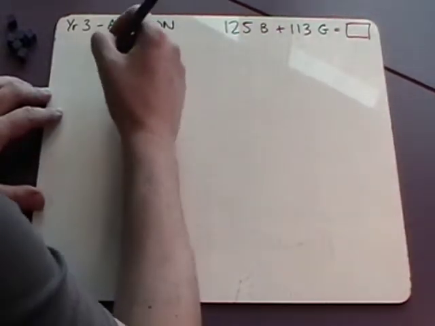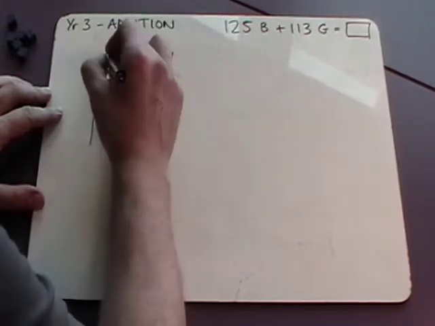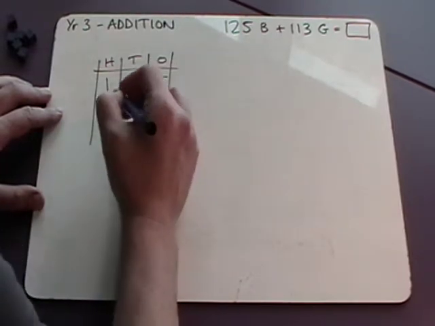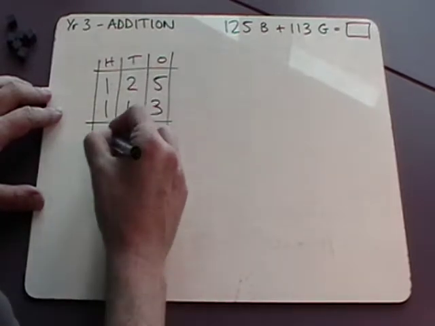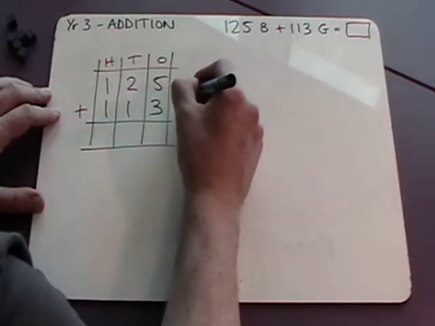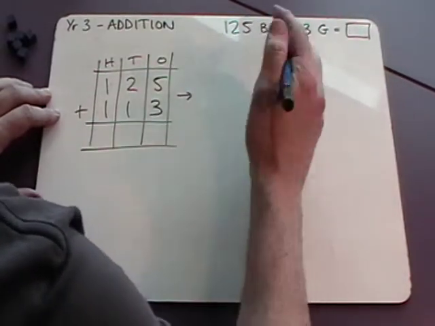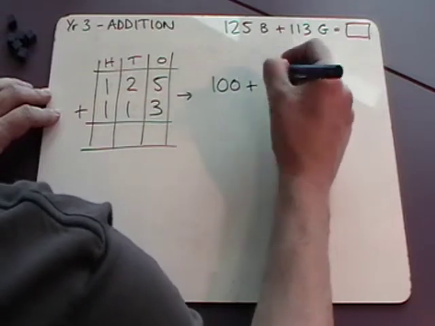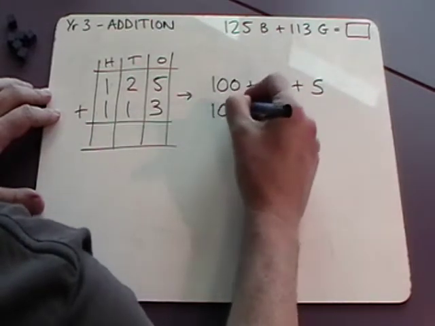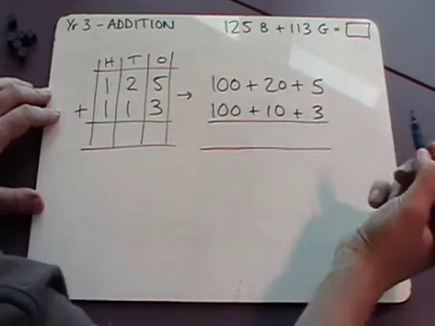So we call it a column method because we're looking at the columns of hundreds and tens and ones. So that would be 125 added to 113, and we're adding those two numbers together. We'd start by partitioning the numbers out so the children can see all of the parts of that number. So 100 and 20 and 5, and then we'd expand the 113 into 110 and 3, and then we would add that up.